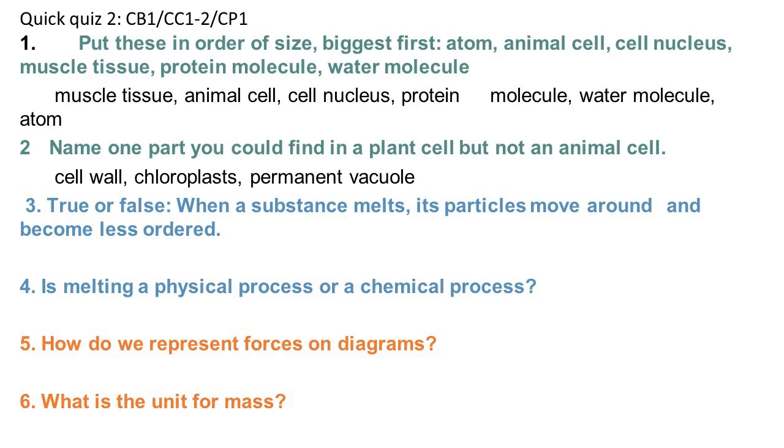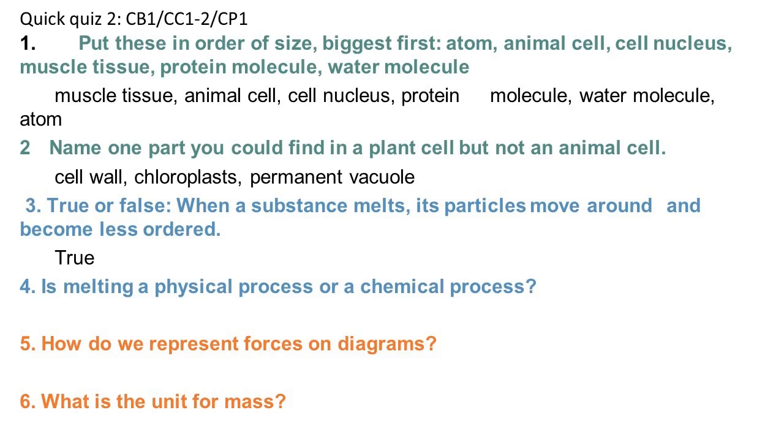Question 3, true or false? When a substance melts, its particles move around and become less ordered. That is true. Remember, when a substance is a solid, its particles are lined up in neat rows and they're not really moving at all. If you give something energy and you melt it, you're going to make the particles move around, and they're going to be slightly less ordered and slightly less lined up in neat rows.